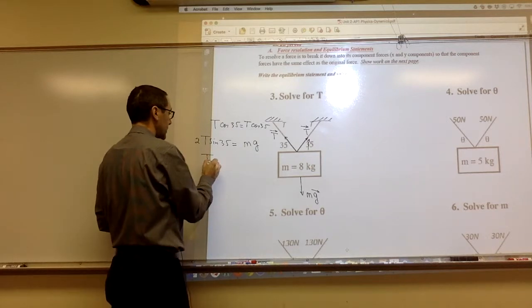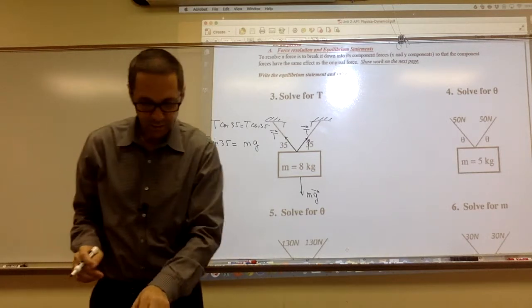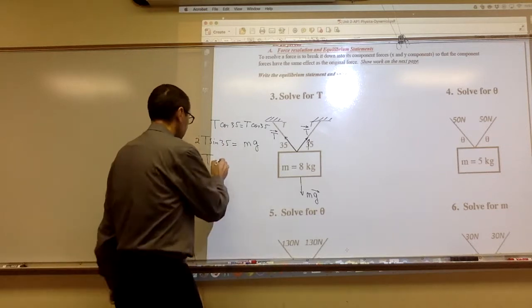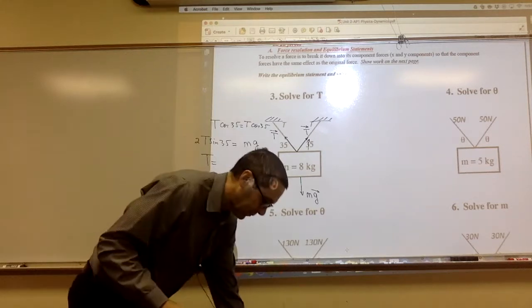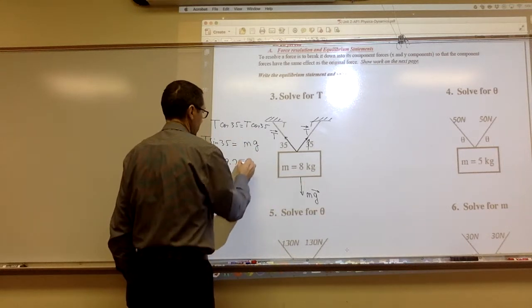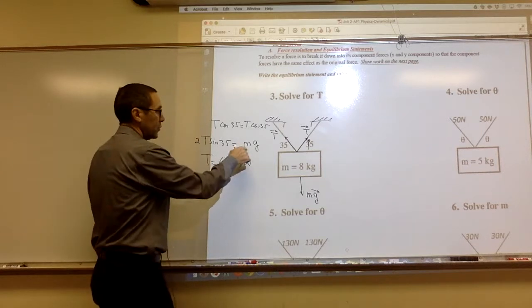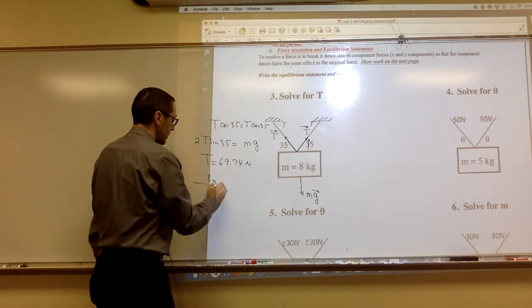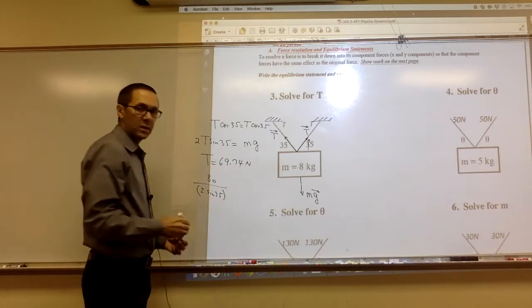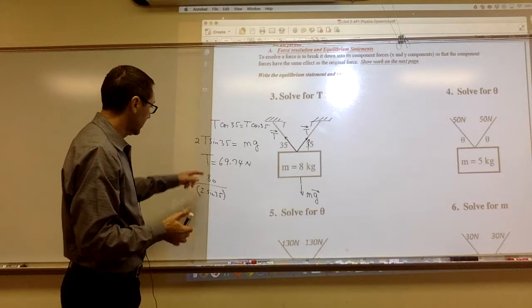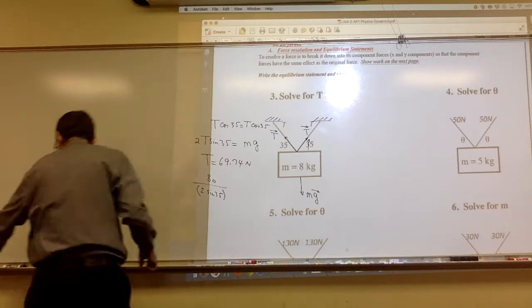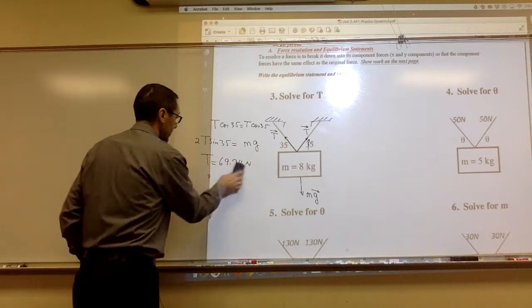If we do the math here, we should get, I have the answers here, so we should get 69.74 Newtons. You just have to be careful when you're doing the division 80 by 2 sine 35 to get the T. Make sure you put this in parentheses, otherwise the calculator will divide by 2 and multiply by sine of 35, and that's not what you want. All right, let's look at number 4.